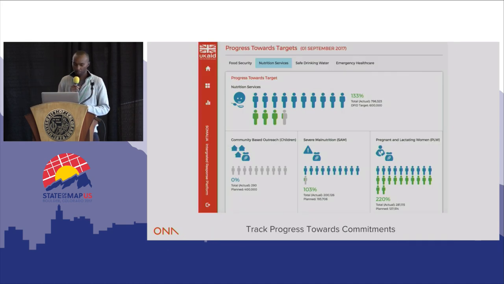So one of the things they're able to do is track progress towards the commitments they've made for these funds. And as you can see here, the various sectors, as you may call them: food security, nutrition services, safe drinking water, emergency healthcare. Under these sectors, there are different indicators that UK Aid want to see progress towards their target. So this is kind of useful. It gives a good summary of how the funds are being used.